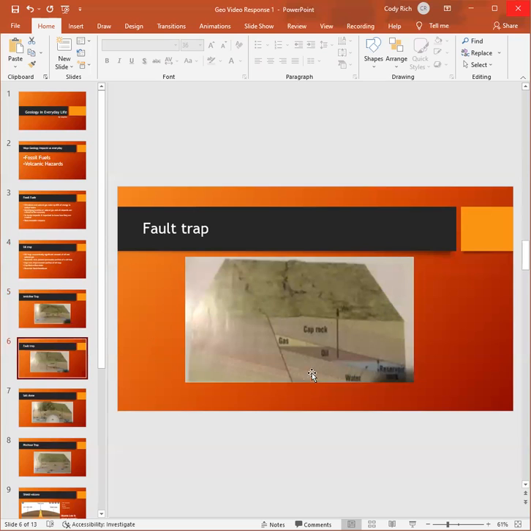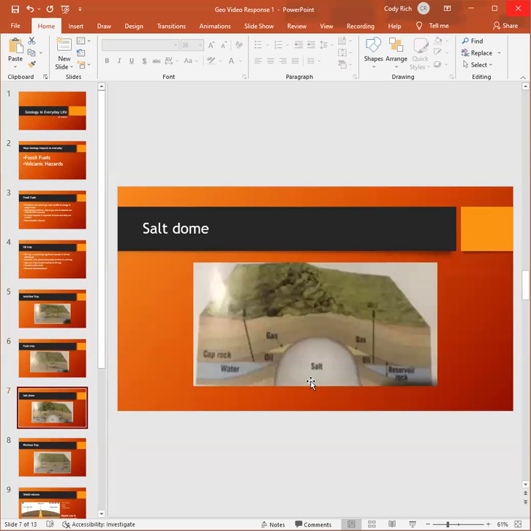Then we have a fault trap where you can see things are shifted because of this fault line. Same idea, a reservoir rock, oil, gas, water, and a cap rock. We have a salt dome where the pressure from the strata is actually pushing this giant bulge of salt. This is really common around the Gulf Coast. And then same as before, cap rock, reservoir rock, oil, and gas.